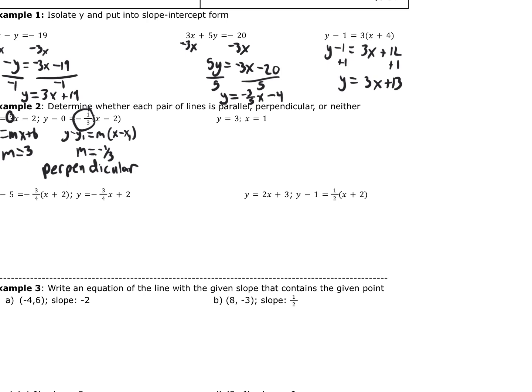This next one, we have y equals 3 and x equals 1. Y equals 3, the equation of that shows us that there is a slope of 0. And x equals 1, it's a vertical line, so the slope is undefined. So y equals 3 is a horizontal line. X equals 1 is a vertical line, so therefore these have to be perpendicular.